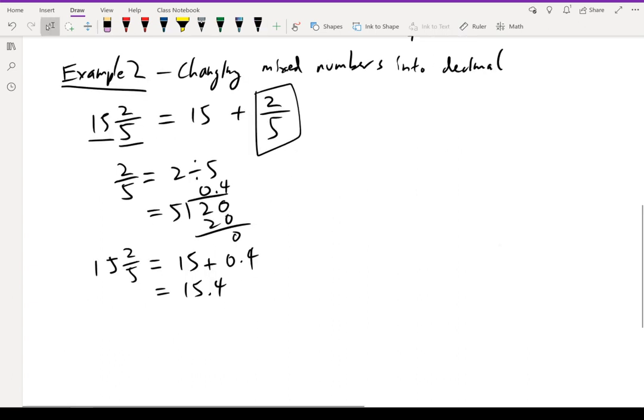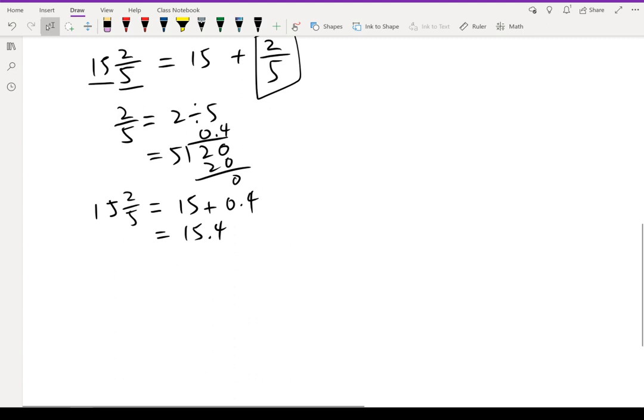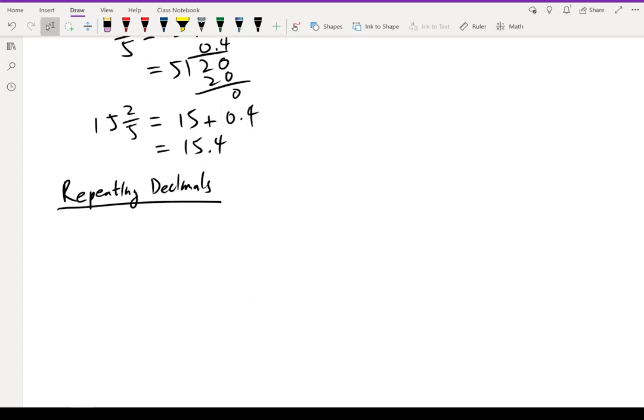So that is example 2, and we have one more example. But before I go into that example, I want to talk about something called repeating decimals. Now, let's make a mini subheading: repeating decimals. So repeating decimals are decimals that repeat itself.